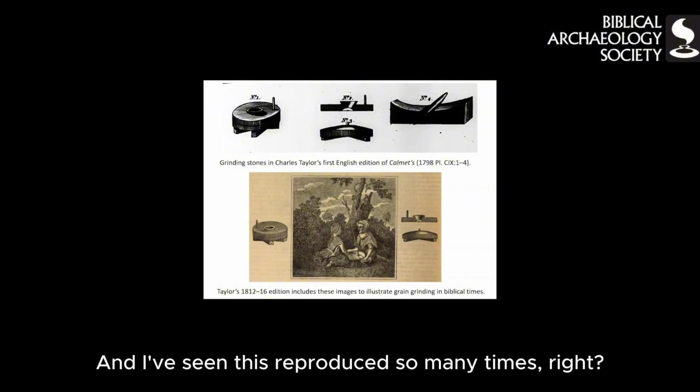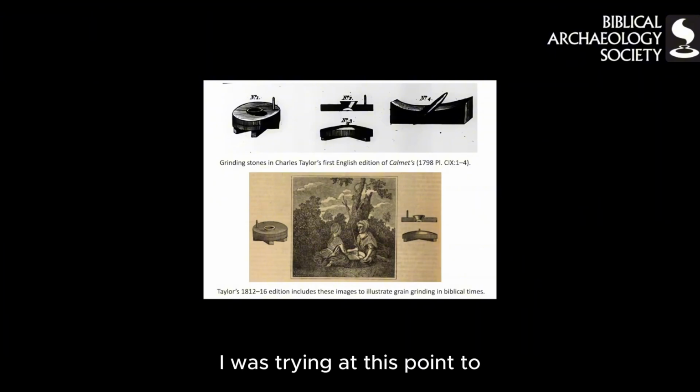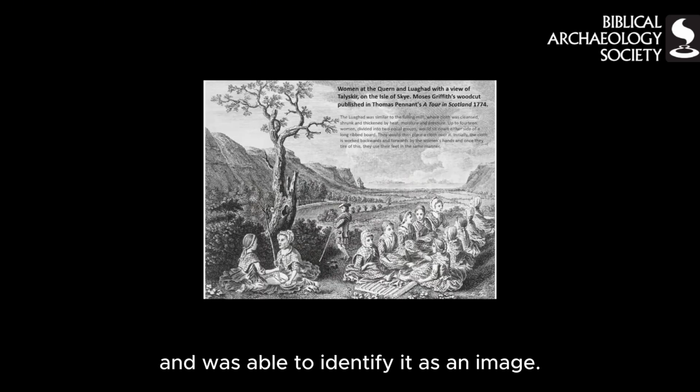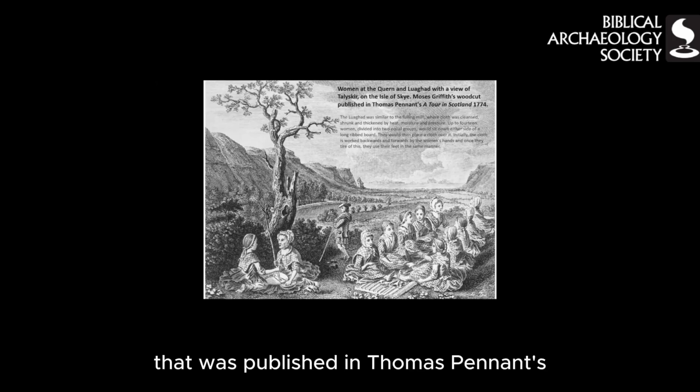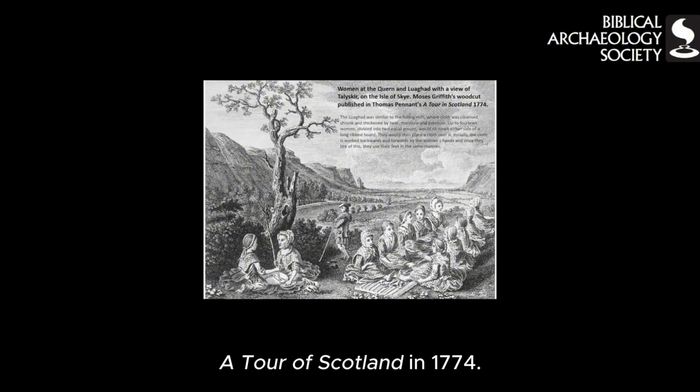And I've seen this reproduced so many times, right? I was trying to, at this point, figure out where did this come from? And it's very specific and it's not Oriental. So I started digging around. I had some help with this and was able to identify it as an image. It's a woodcut by Moses Griffith that was published in Thomas Pennant's A Tour of Scotland in 1774.